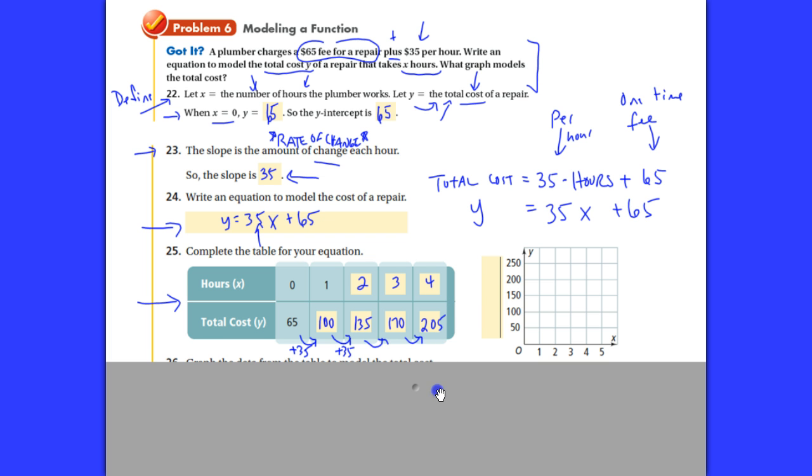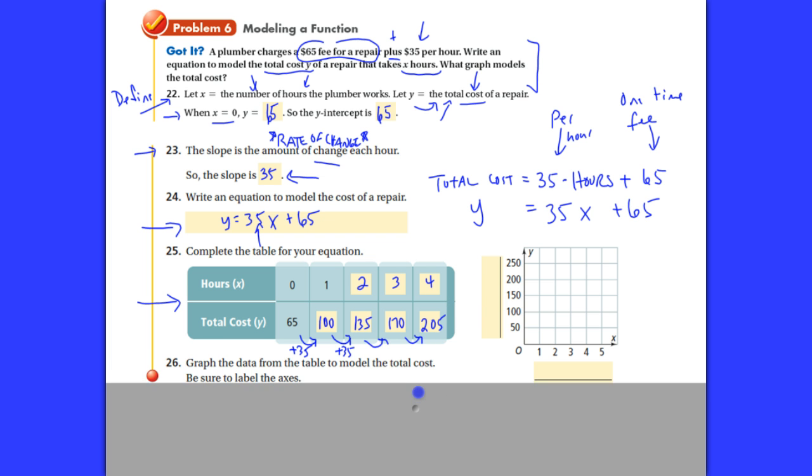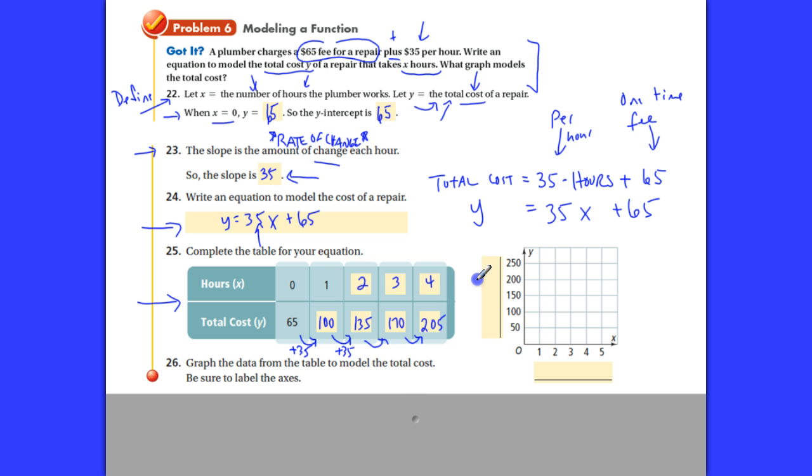Let's take these points and graph the equation here. The first thing we should do is identify what the axes are. This is the x-axis right here, so x is the number of hours that we worked, and the y-axis is the total cost. At 0 hours, it was $65, so that's a little over 50. It's going to be just above the 50 line there. At 1 hour, it was $100.